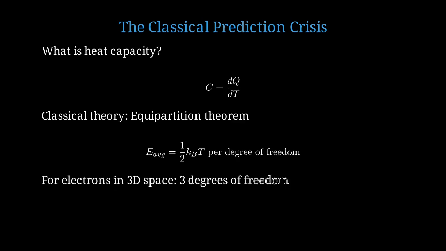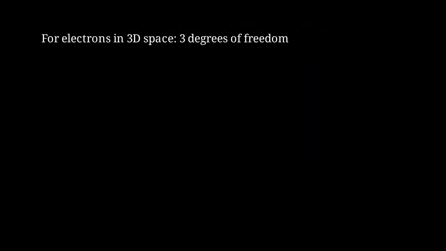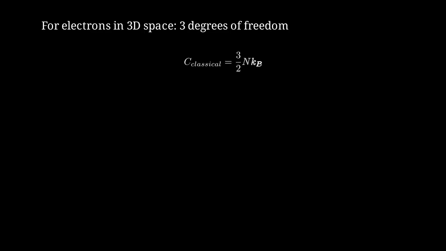Electrons moving freely in three-dimensional space have 3 degrees of freedom, one for each spatial direction. This means the classical prediction for electron heat capacity should be 3/2 nkB, where n is the number of electrons. But when scientists measured the actual heat capacity of metals at different temperatures, they found something shocking.